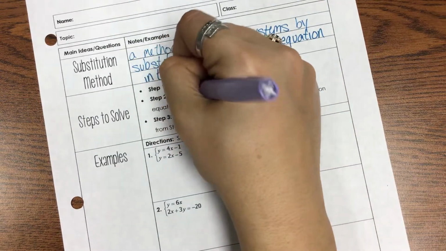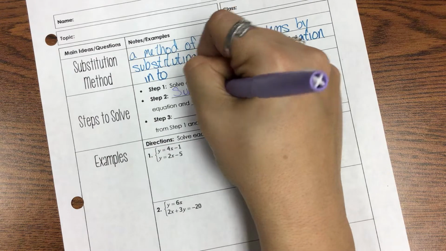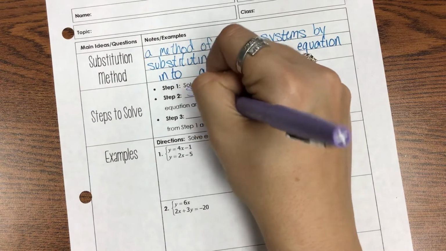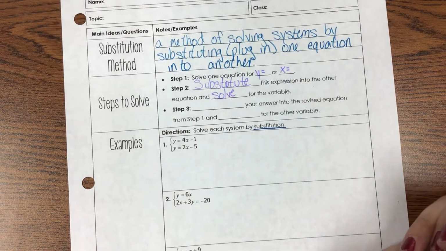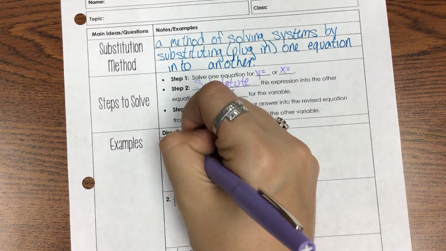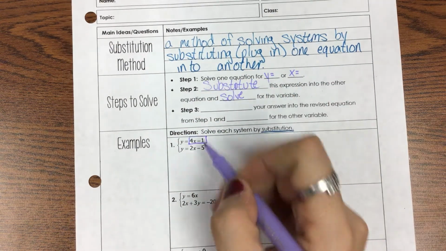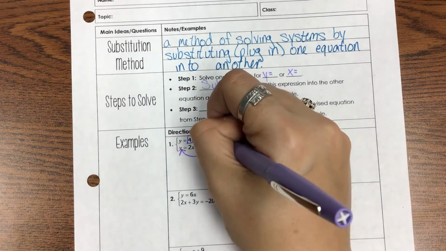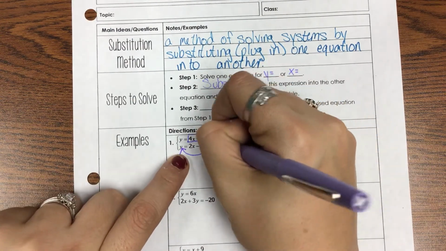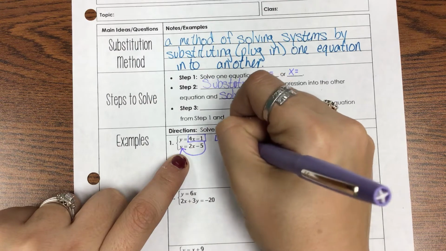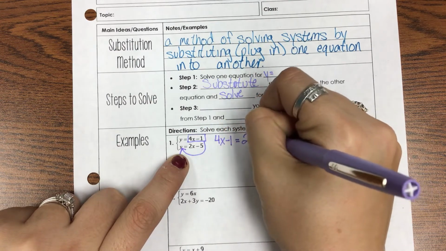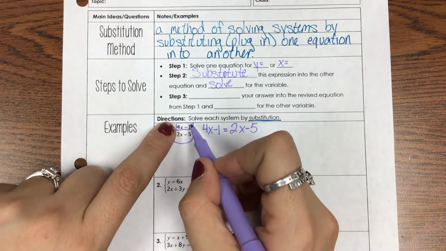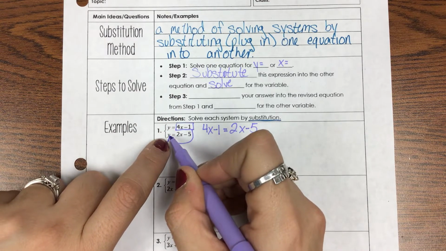Then we're going to substitute this expression into the other equation and solve for the variable. Meaning, if I know that y is equal to this, I can take this information and plug it in right there where I see a y. So I can plug in, and instead of saying y equals, I'm going to say 4x minus 1 is equal to 2x minus 5. I'm going to take that expression, y is equal to this, and substitute it in right here.